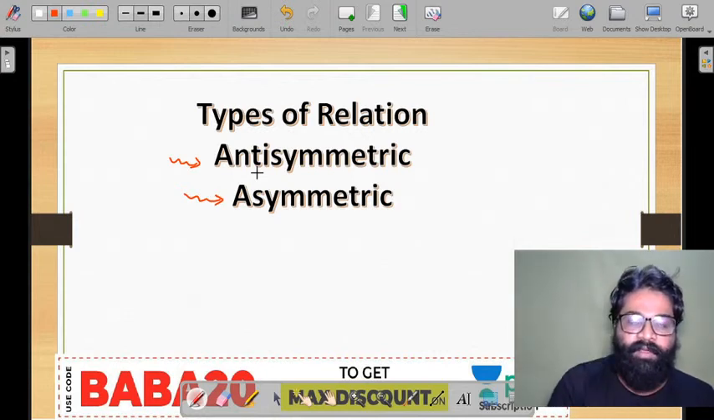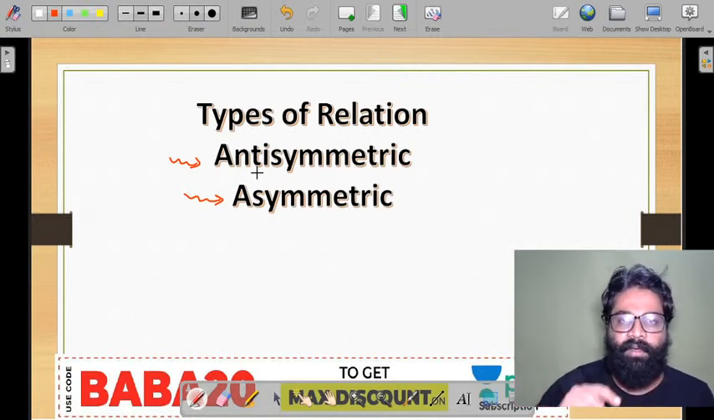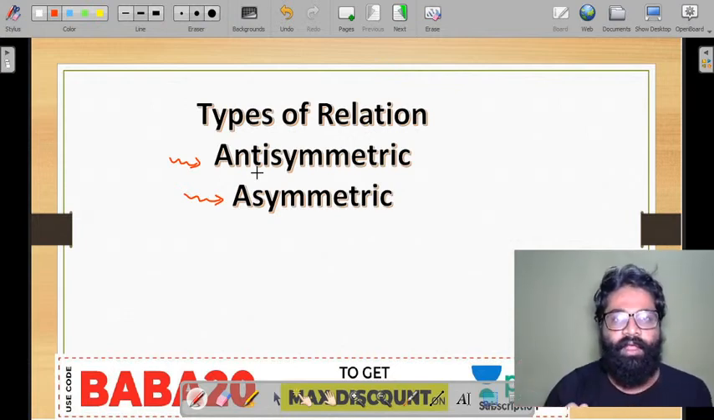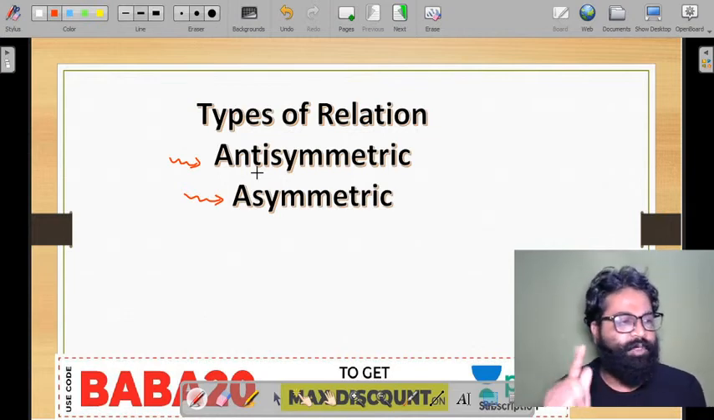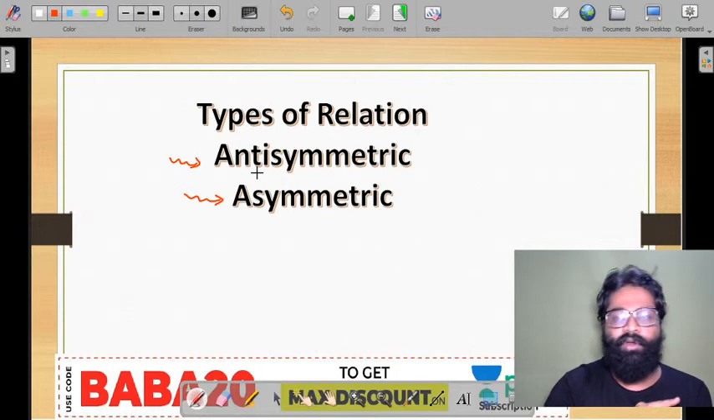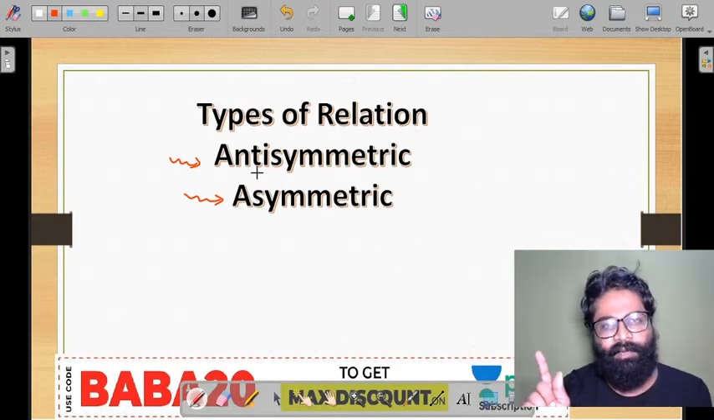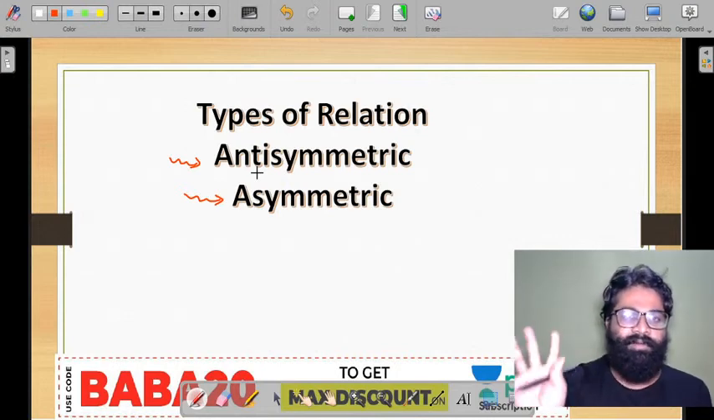See, today we will try to cover anti-symmetric. We will finish anti-symmetric, and asymmetric also we will finish. So you will not have any problem with respect to anti-symmetric, and you will not have any problem with respect to asymmetric basically. So we'll try to complete it.